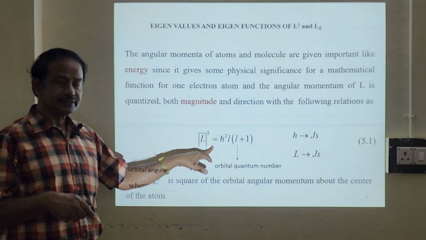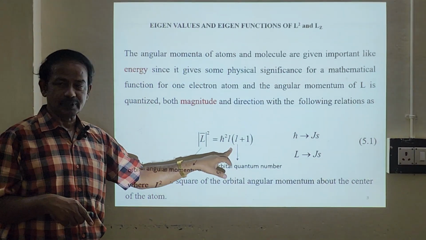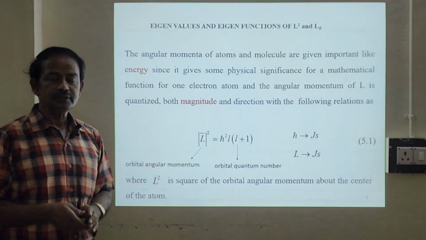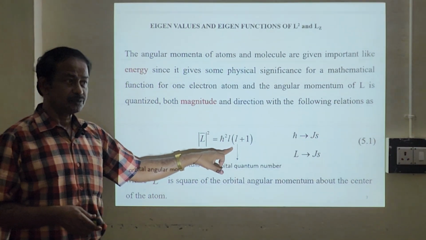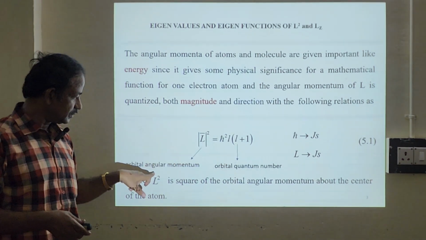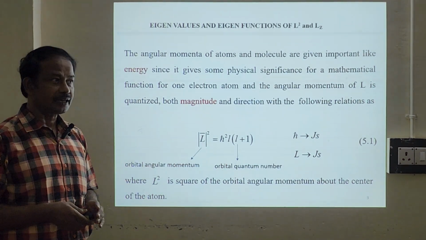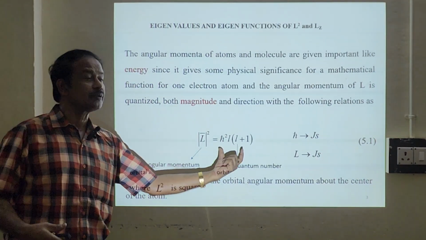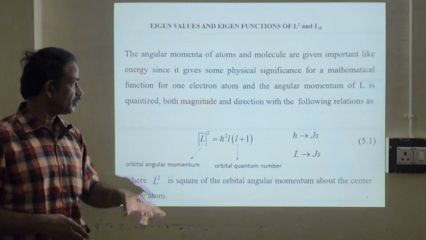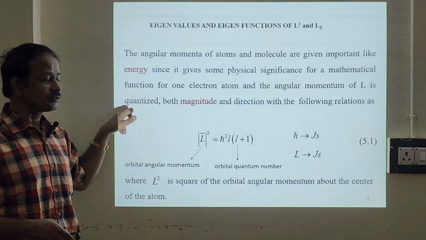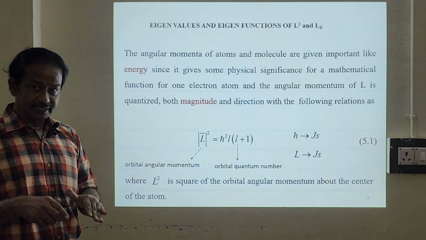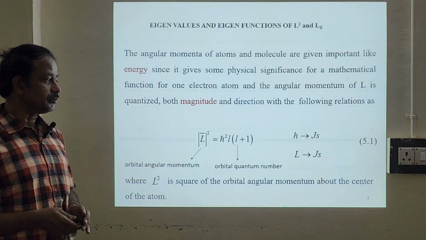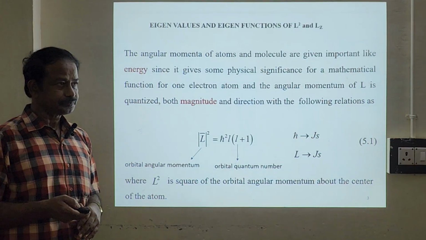So L squared equals h bar squared l into l plus 1, and it says that this is quantized, and small l goes with the orbital quantum number. Small l is the orbital quantum number. Capital L is the orbital angular momentum. So for l equal to 0, l equal to 1, l equal to 2, it is quantized. That's why it is called angular momentum is quantized. So we'll have discrete values. Okay, L squared is the square of the orbital angular momentum about the center of the atom.